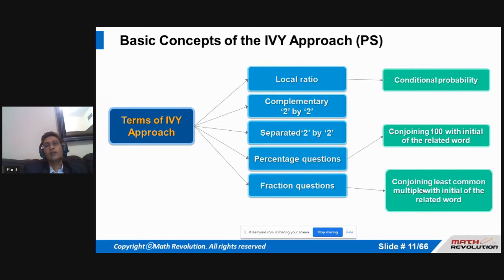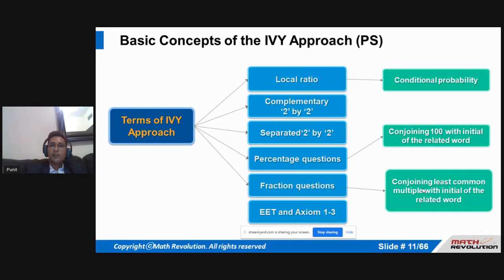Percentages questions are all about conjoining 100 with the initial of the related word. So if we're talking about the population, it would be P. If you're talking about boys, it will be B. Fraction questions, as I've already talked about, use the least common multiple. So this is one that you can definitely click right now.